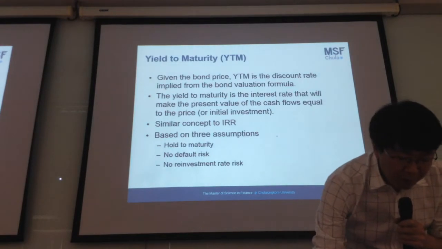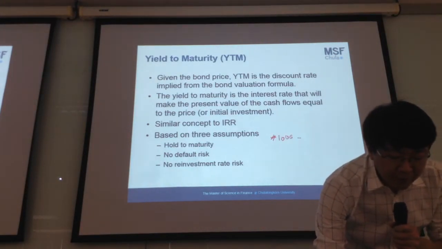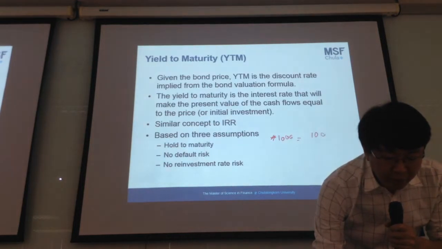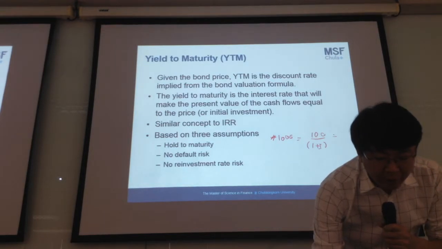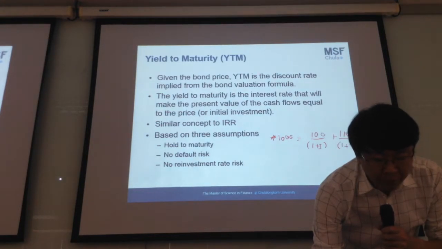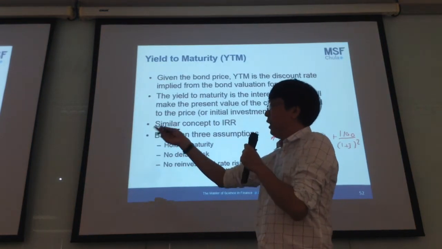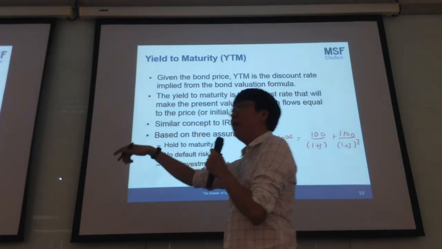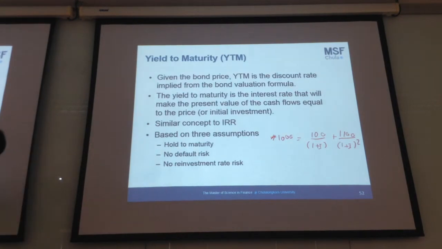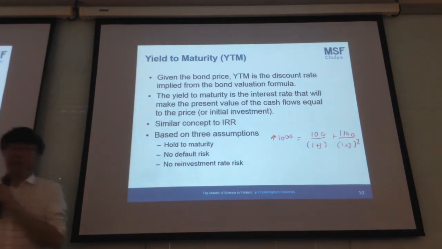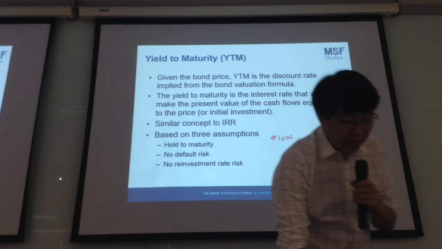Suppose a bond, you pay 1,000, and then this bond gives you a coupon of 100 baht or $100, and then in year 2 pays another coupon plus the face value. You can solve for I, right? In this case, because the bond price that we pay equals the par, I is equal to 10%. This 10% is the yield to maturity.